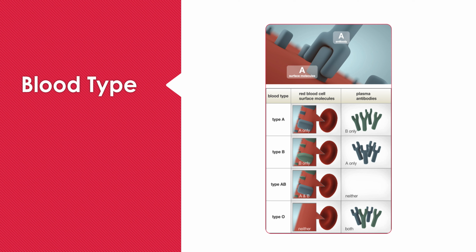So if you have blood type A, that means you have antigen A. Blood type B has antigen B. Type AB has both of them. Type O has neither of them. However, they all have the opposite antibodies. So type A has B antibodies, type B has A antibodies, etc., etc. When these antibodies come into contact with the antigen, they hold on and they cause clotting. And that means that blood typing for transfusions is very important.